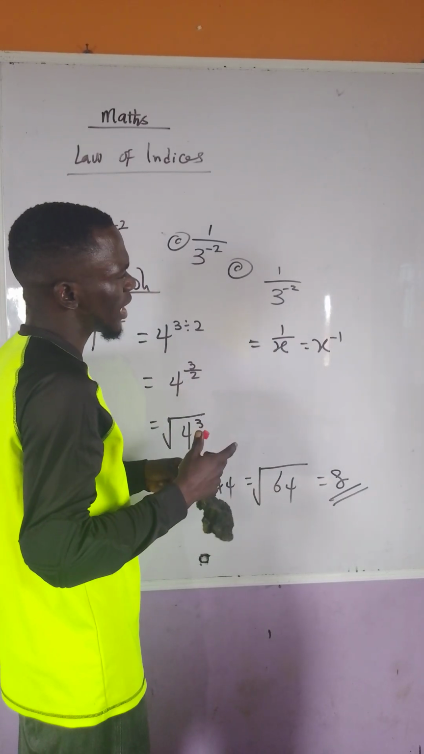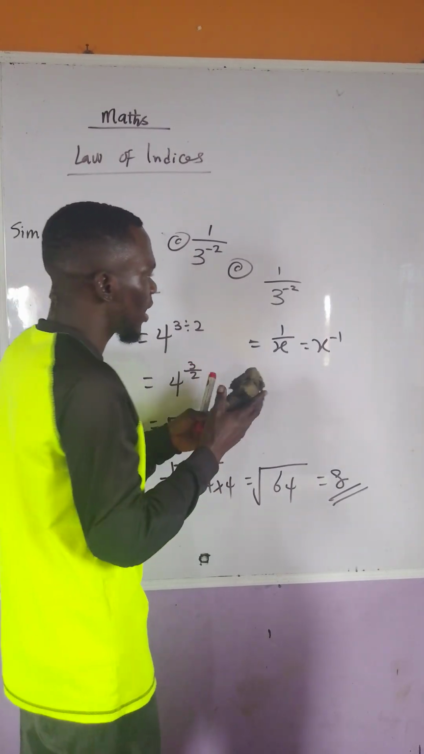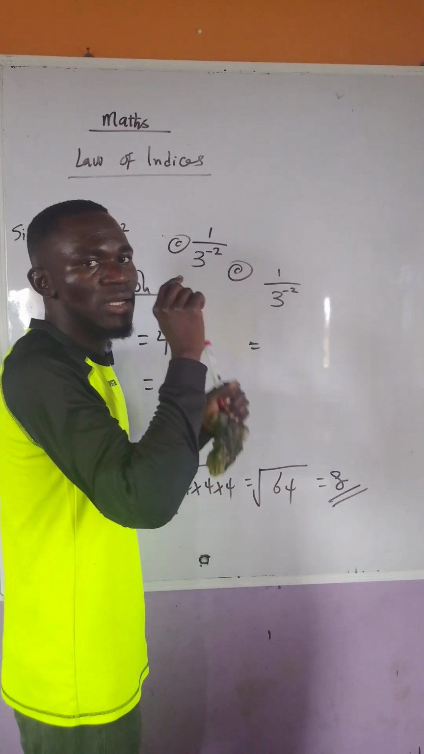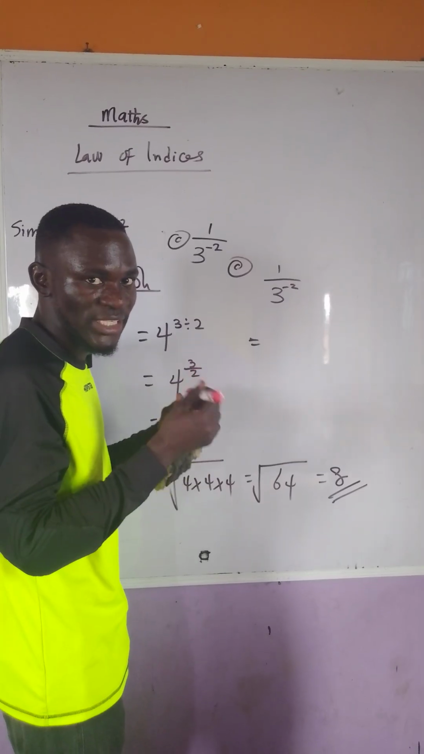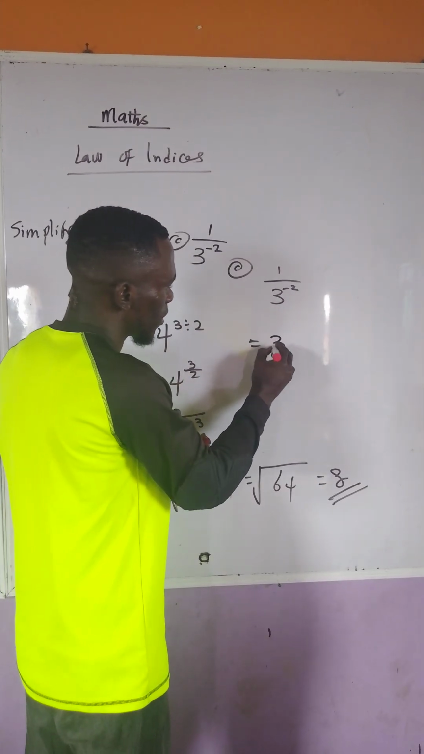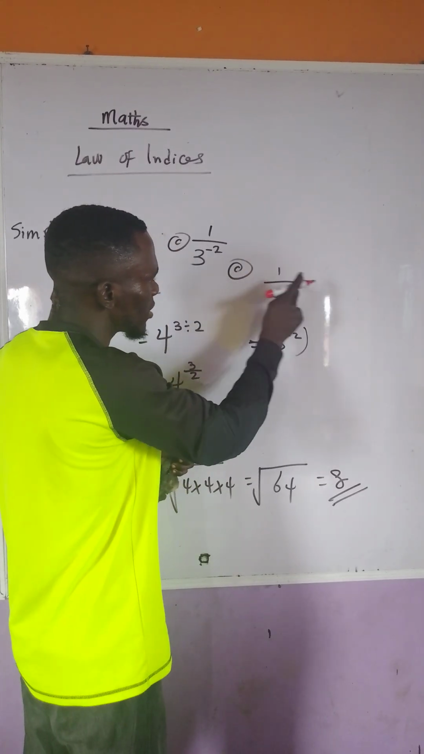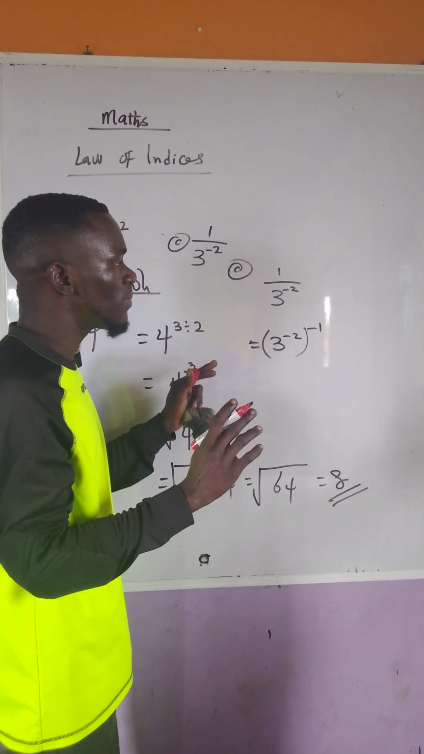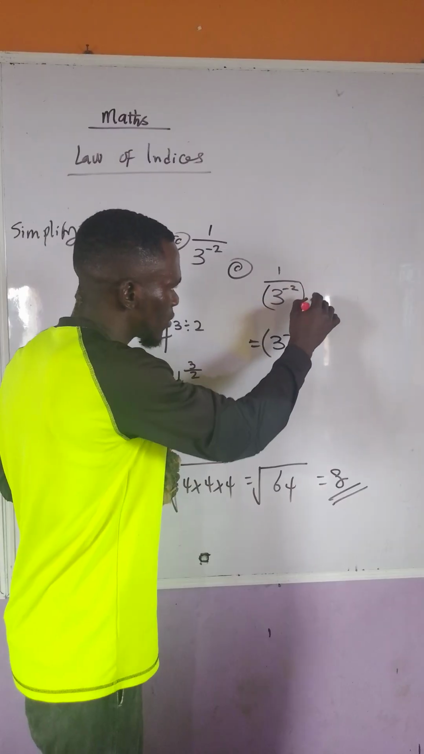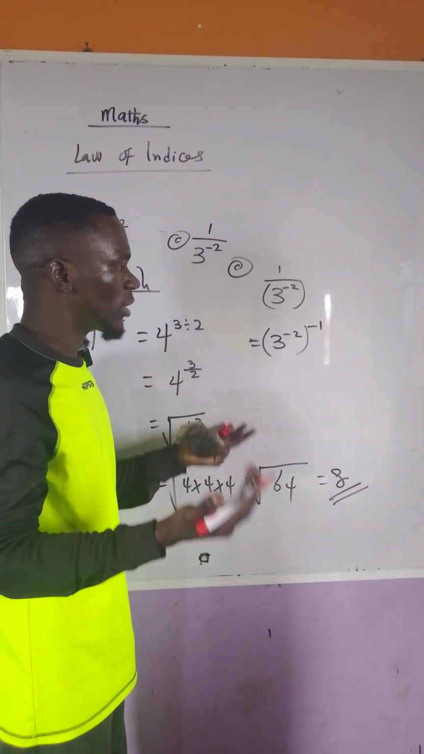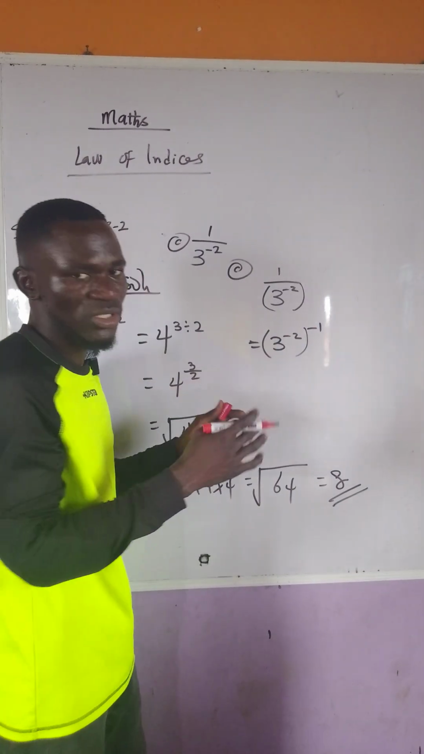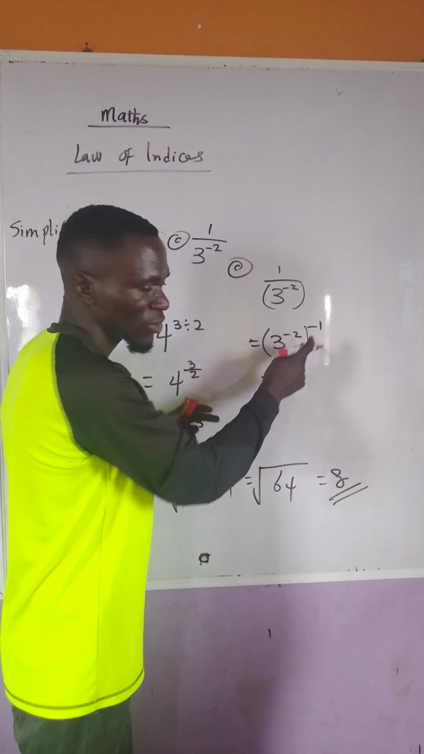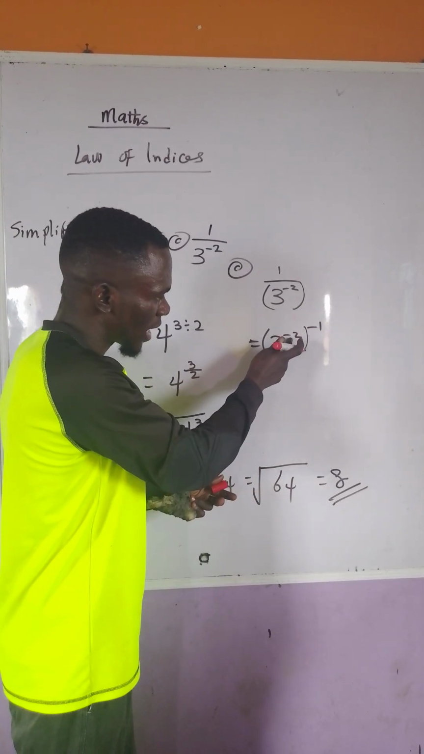Always remember that 1 over means minus, that is the negative law of indices. Let's repeat this: we have 3 to the power of minus 2, and 1 over means minus 1. So everything here has a power of minus 1. What we are going to do now is multiply the power by the power, which is the product law. So minus 2 times minus 1 will give us plus 2.